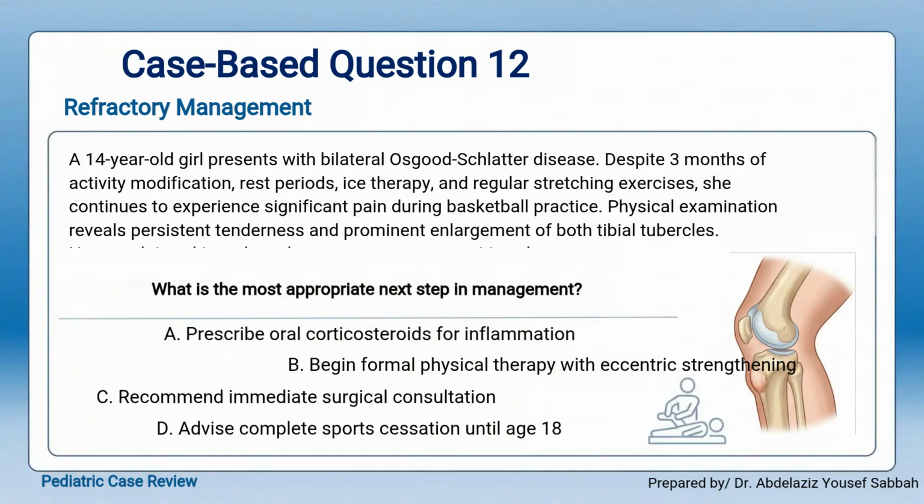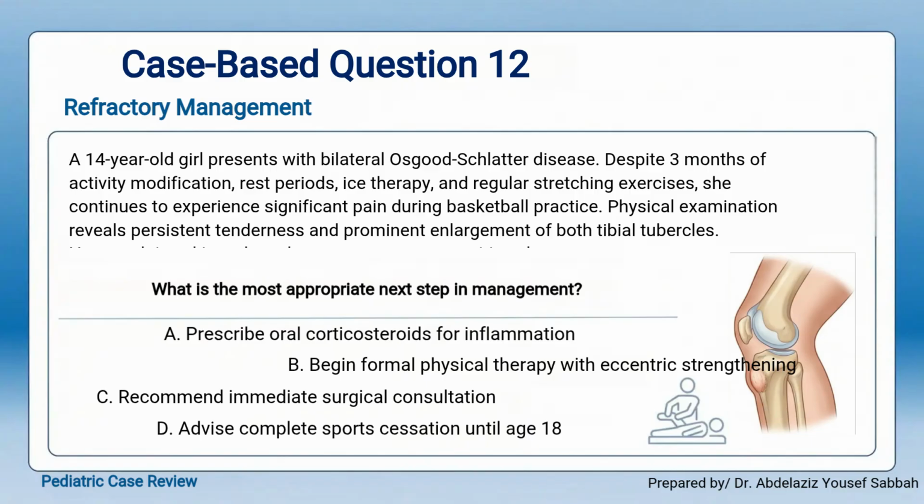Case 12. Refractory management. A 14-year-old girl presents with bilateral Osgood-Schlatter disease. Despite 3 months of activity modification, rest periods, ice therapy, and regular stretching exercises, she continues to experience significant pain during basketball practice. Physical examination reveals persistent tenderness and prominent enlargement of both tibial tubercles. Her coach is asking when she can return to competitive play. What is the most appropriate next step in management?